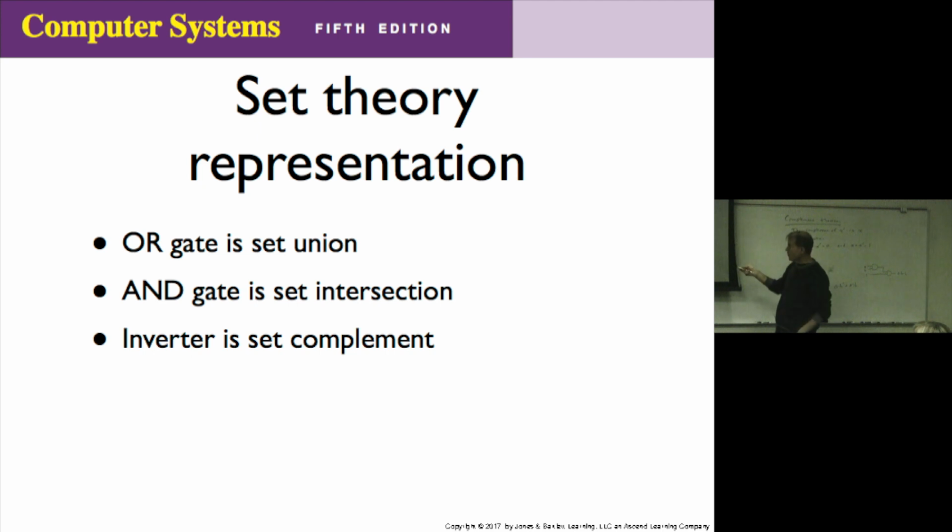So the correspondence is an OR gate corresponds to set union, an AND gate corresponds to set intersection, and an inverter corresponds to set complement. And here's something that's really cool.